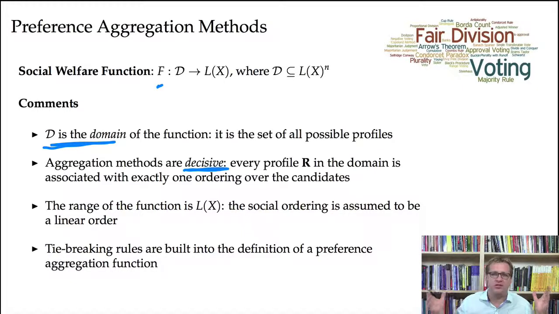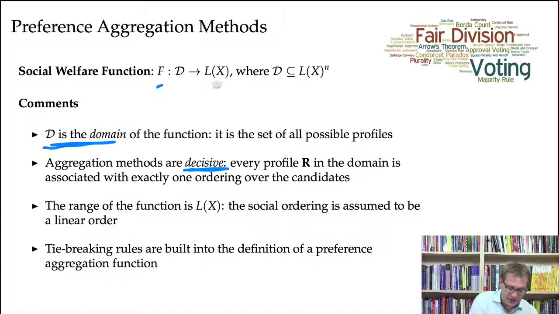don't know what ranking should be associated with this. It's too complicated. I don't know. I don't have an answer. And also, it can't try to associate two different orderings over the set of candidates with one single profile. So this is just to say that group decision-making methods are conceived of as functions.